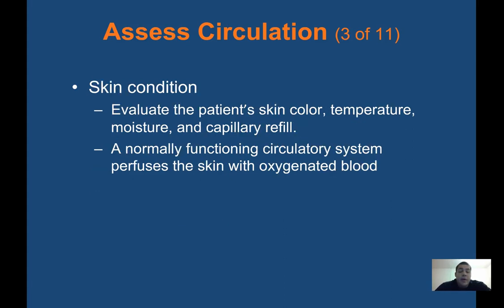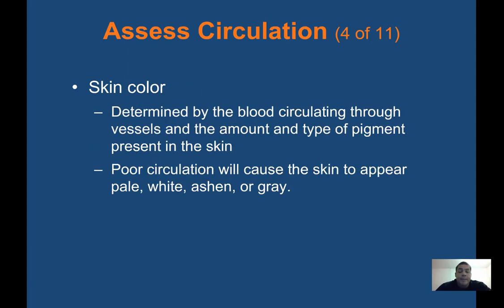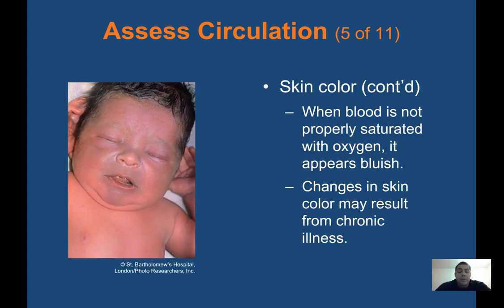Skin condition. Evaluate the patient's skin color, temperature, moisture, and capillary refill. A normally functioning circulatory system perfuses the skin with oxygenated blood. Skin color is determined by the blood circulating through vessels and the amount and type of pigment present in the skin. Poor circulation will cause the skin to appear pale, white, ashen, or gray. When blood is not properly saturated with oxygen, it appears bluish. Changes in skin color may result from chronic illness.